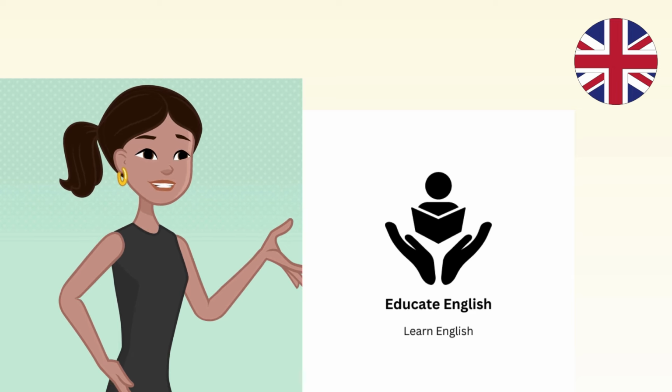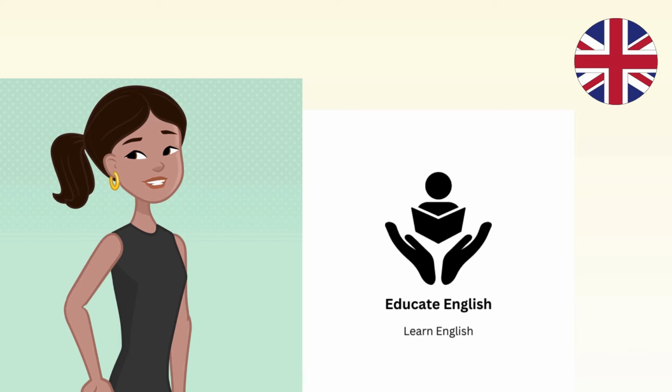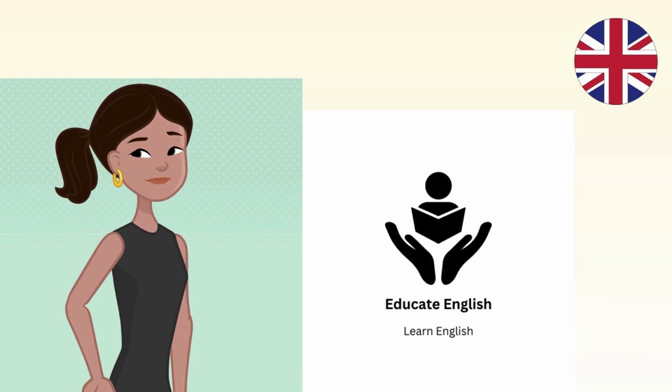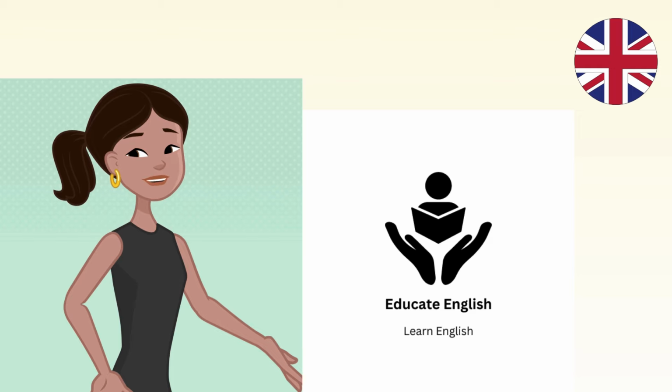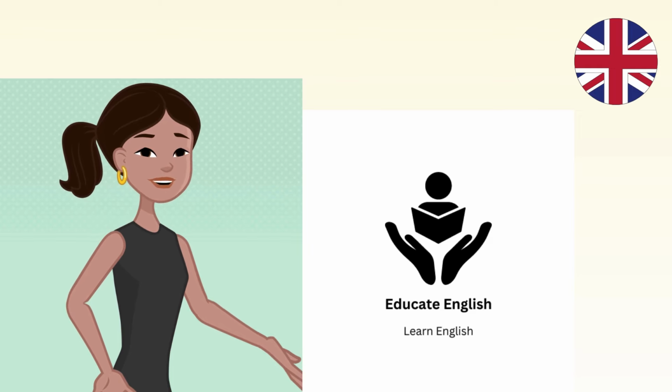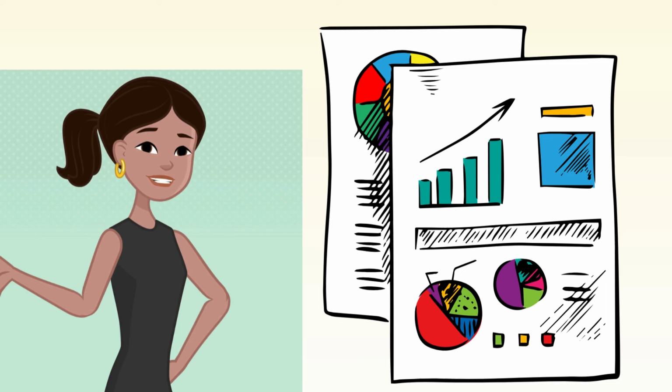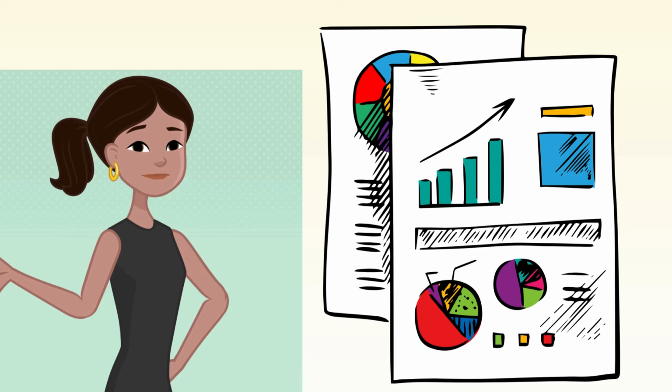If you're aiming for a high score on the IELTS, you're in the right place. Today, we're diving deep into Writing Task 1, focusing on how to describe graphs, charts, and diagrams effectively. Let's get started. First, let's look at the types of visual data you might encounter.